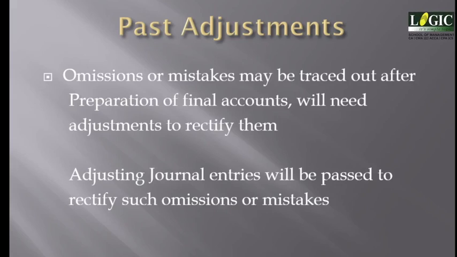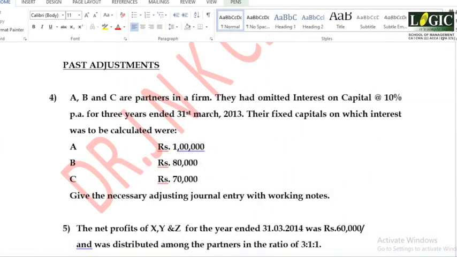So how to do past adjustments, we should see. For that, we will do it from 3 angles, 3 varieties. The most important 3 varieties are included under the head of past adjustment. I'll be sharing with you very soon the question with regard to past adjustments. Please note down the first problem.